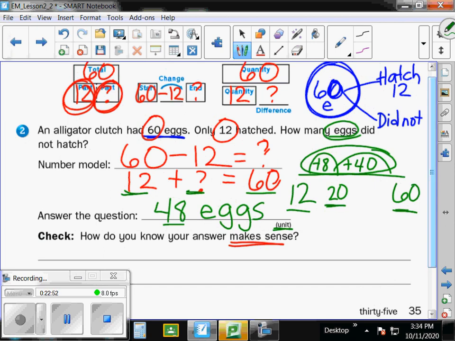And that doesn't make sense because I shouldn't have more eggs not hatching than what I even started with. So my answer of 48 makes sense because I had 60. I'm taking some away. I'm taking about 10 away. And so when I do 60 minus about 10, just to make easy math in my head, that's going to be about 50 should be left. Is 48 close to 50? Yes, it is. So I know my answer makes sense.